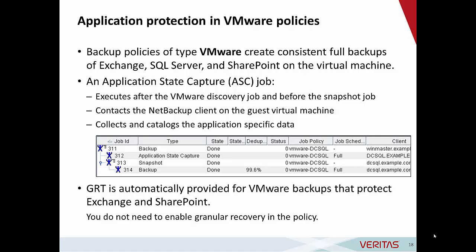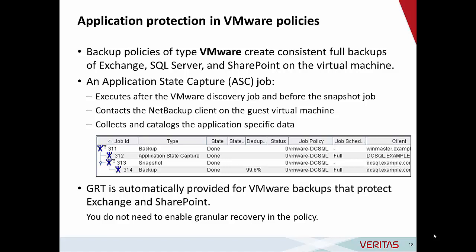There's a VSS snap of the application, so we can capture it in a consistent state, and then the normal snapshot that the ESX server is going to do takes place, and then NetBackup backs up that snapshot. In this example, job 311 runs first, and this is the VMware discovery job. So for VIP policy, as normal, we're discovering which virtual machines to protect.